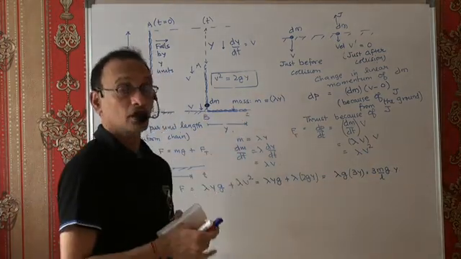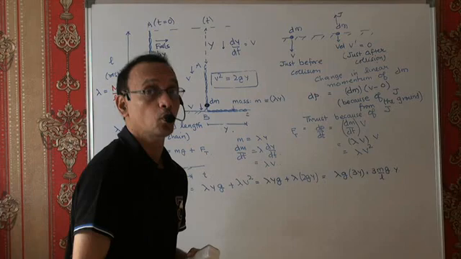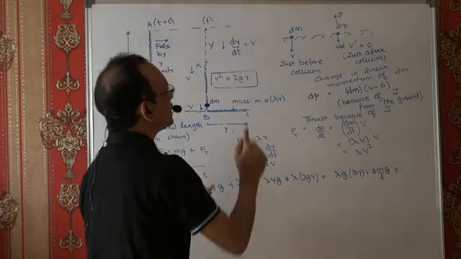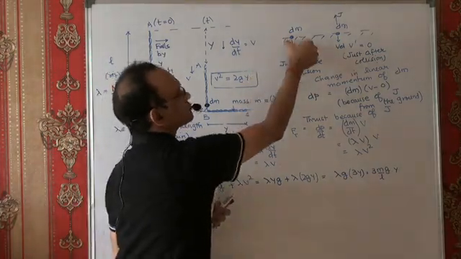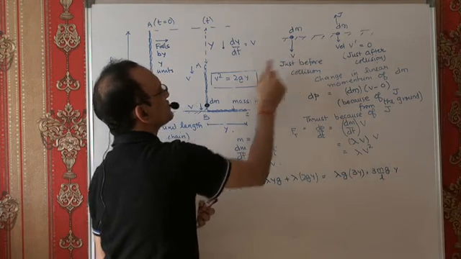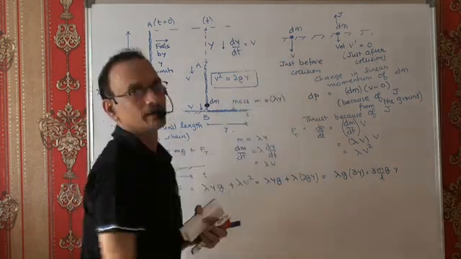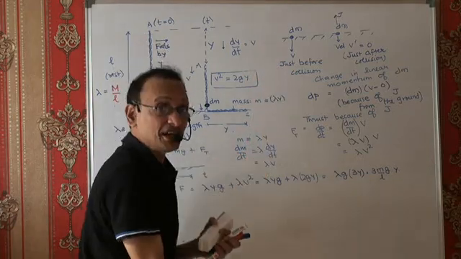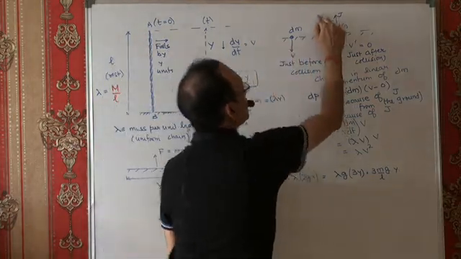But in the process of adding this dm, what is the price that one would have to pay? Just before it hits the ground, it has a velocity v given by v squared equal to 2gy. Now, right after it hits the ground, its vertical velocity will become 0.